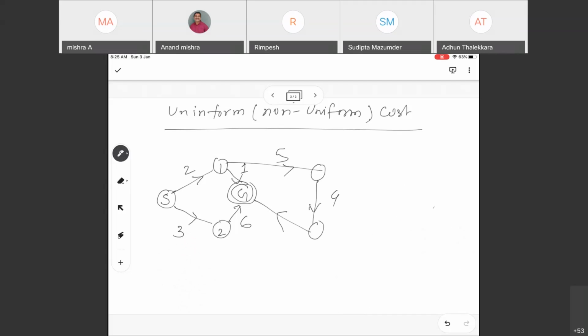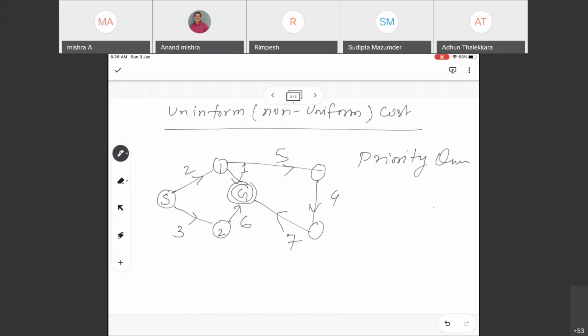And then there are some other nodes, let's say 5, 4, 7. Some cost is associated, and these costs are not uniform. Then how do you approach this problem? Again, you will be doing the uniform cost technique, the non-uniform cost technique. And what you do is you start with S, and then you use a priority queue here.